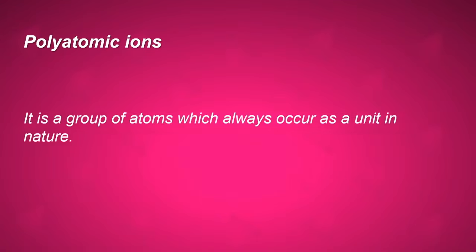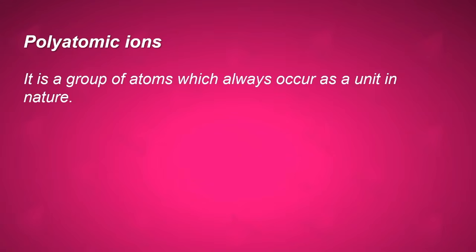Let's have a look at what polyatomic ions are. So polyatomic ions are a group of atoms which always occur as a unit in nature. So poly means many and atomic meaning atoms. So it's many atoms that are together as a unit in nature. These are the examples which you must know this year.